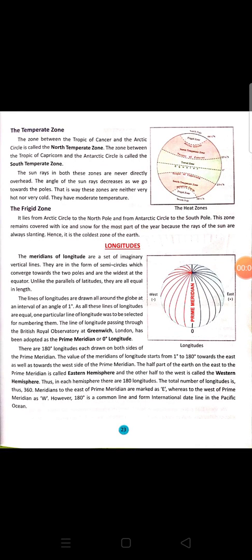Hello students, good morning. Today's topic is longitudes, chapter 3, locating places on the earth.